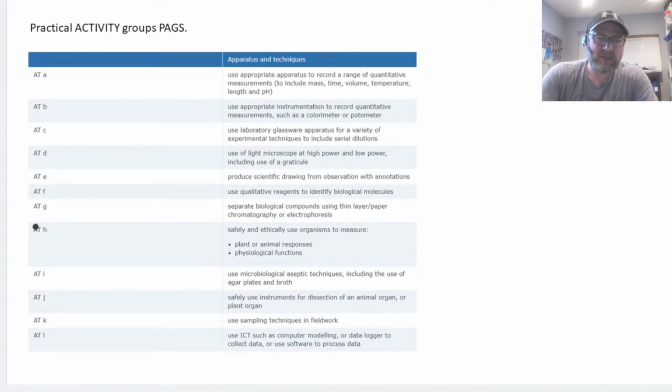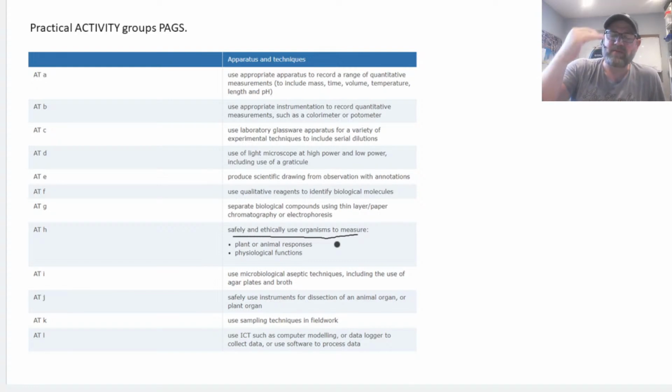Okay, this is just a list of skills that you'll be assessed on if you take biology, practical skills you'll be assessed on. They've got the letters A, B, C, D, E, F, G, H. If you look at H, it says, can you safely and ethically use organisms to measure plant or animal responses? For instance, that's looking at wood lice, shining a light on them and seeing, do they like to go towards the light or away from the light? And can you do that ethically and safely with those organisms?